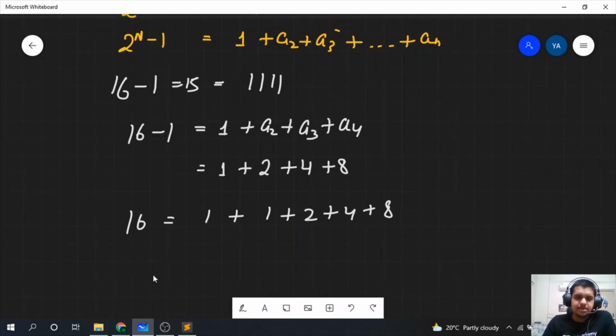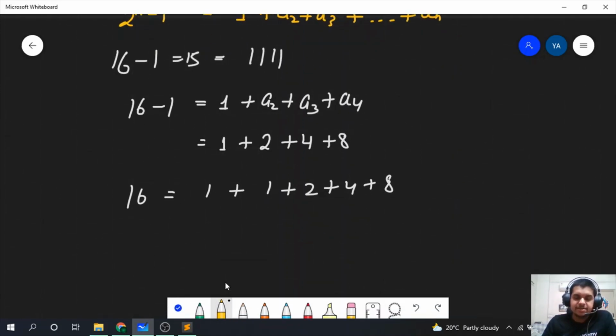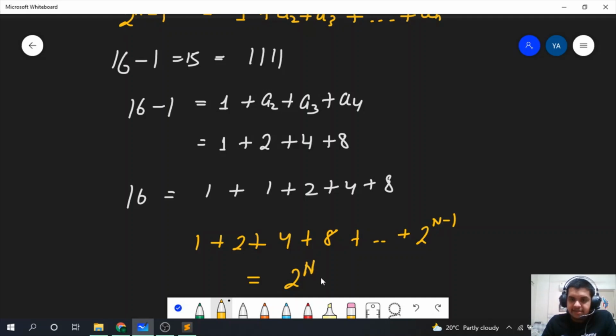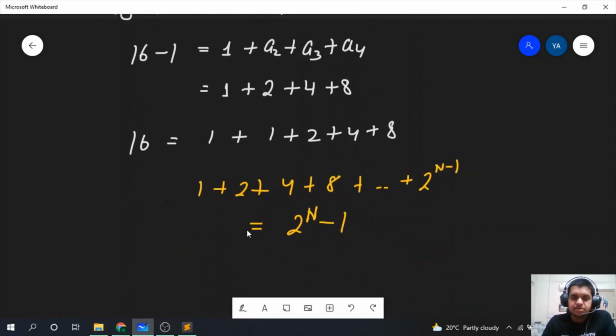So I think this is a fact that we learned in school, that the sum of all continuous powers of 2 starting from the first, so basically 1 plus 2 plus 4 plus 8 up to say 2 to the power n minus 1, is nothing but what? 2 to the power n minus 1, right? So this is what we had learned in school, right?